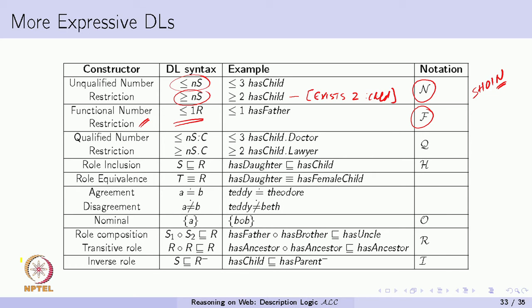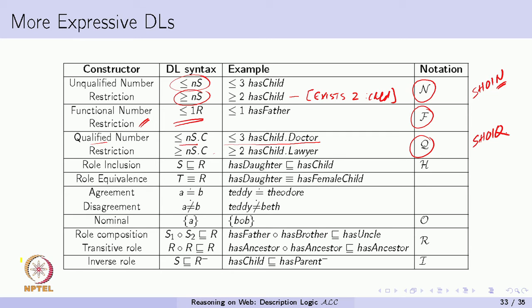So, here we are saying that you have at most n S role fillers who belong to a class C. So, here for example, you have at most 3 children who are doctors, or at least 3 in the next line who are lawyers, for example. So, this is qualified number restriction. So, we add the label Q to a language. So, there is a language called SHOQ, which is a fairly recent language, I think.